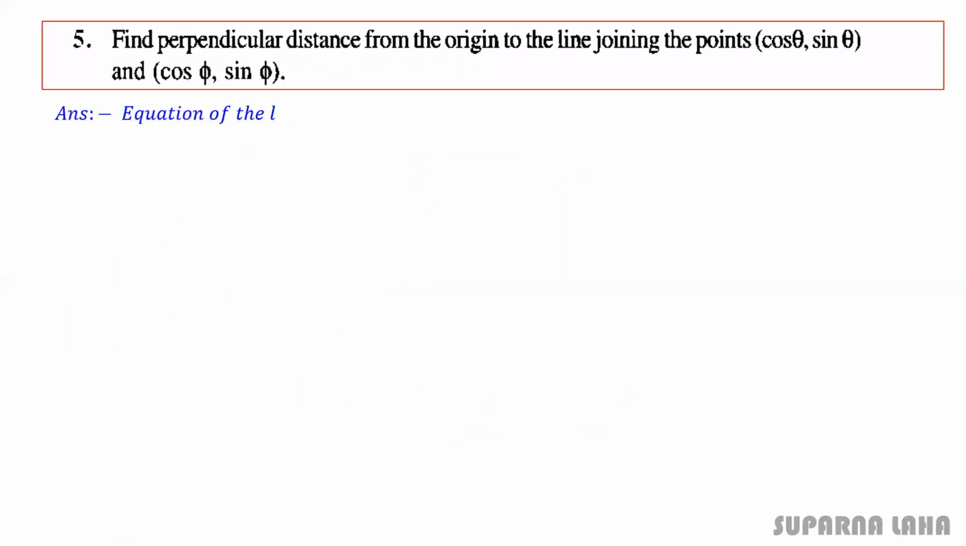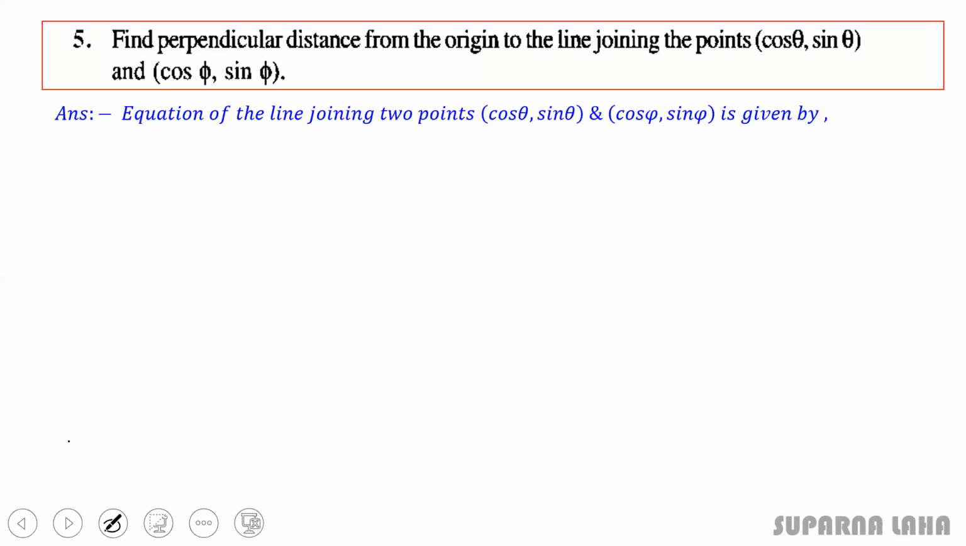Okay, so the equation of the line passing through these two points, cos theta comma sin theta and cos phi comma sin phi. Make this symbol phi, this is also phi. So y minus y1, that is y minus sin theta, is equal to y2 minus y1, that is sin phi minus sin theta, by cos phi minus cos theta, into x minus cos theta. A little bit simplified.